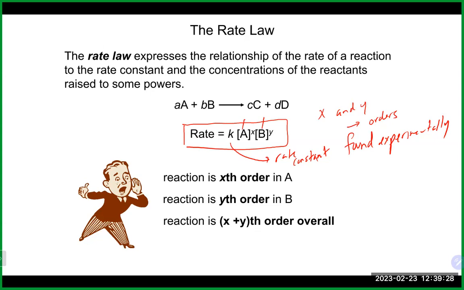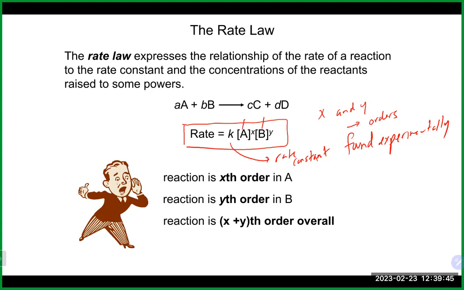So what are the orders and the relationship there? As we talked about, the rate constant sort of tells you how fast the reaction is taking place. X and Y, which are the orders, are sort of the proportion of each of those reactants that you need to maintain that particular rate. And it can affect things.